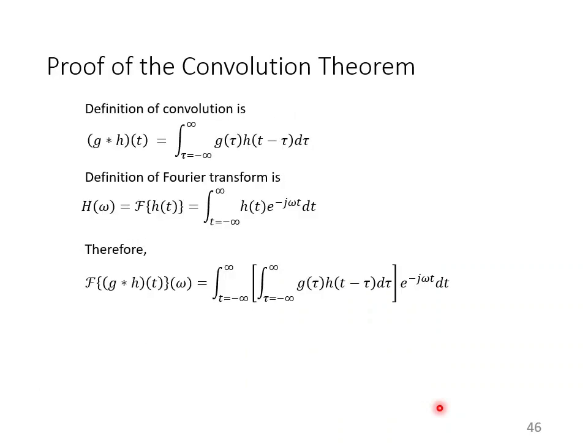Okay. So now we are going to prove the convolution theorem. Because this is the definition for a convolution, g and h are tau and t minus tau. So this t is the variable in its convolution. And this is the definition of the Fourier transform. The Fourier transform, the big F, means the integral from negative infinity to positive infinity of the function times the exponential of negative j times omega times t. Therefore, the Fourier transform of the convolution will become this equation. The inside part is the convolution. The outer part is the Fourier transform.